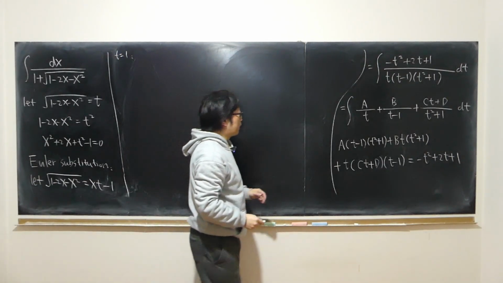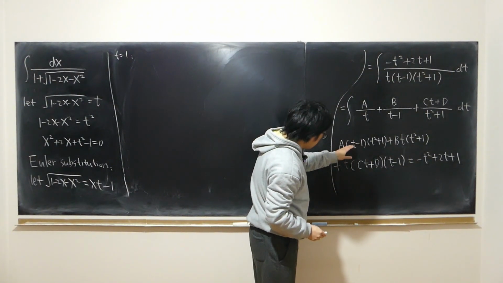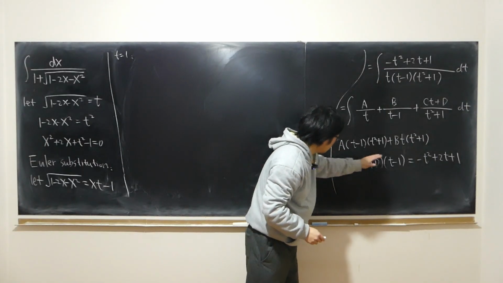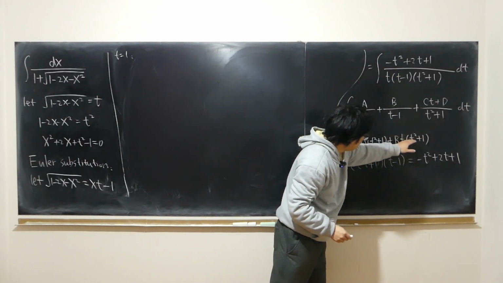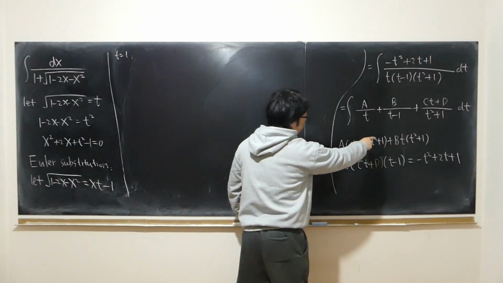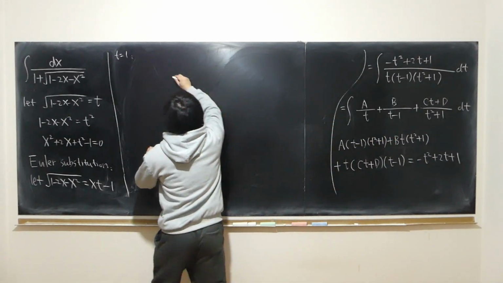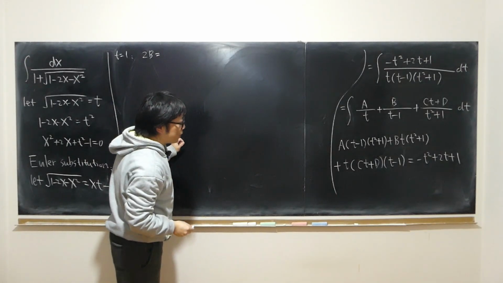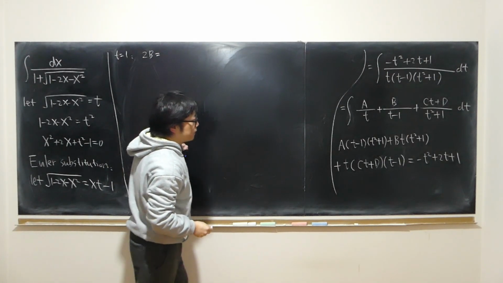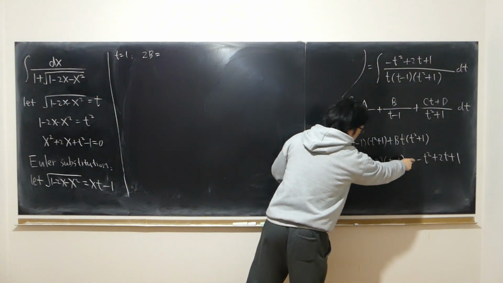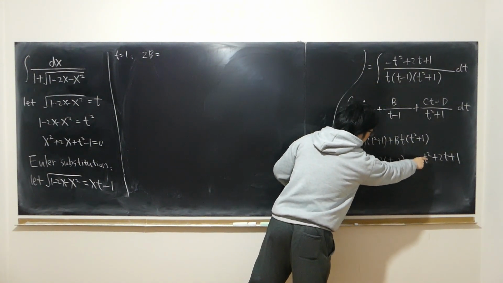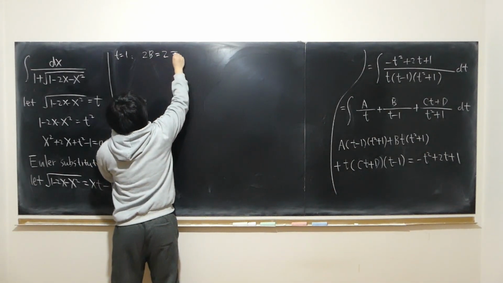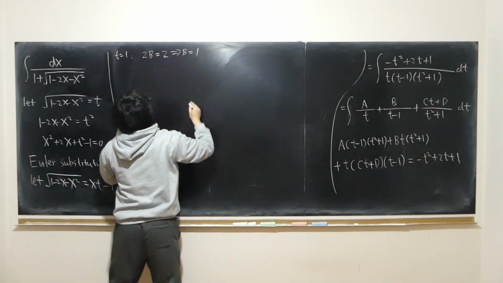And immediately this term becomes 0. Also, this term becomes 0. I'm only left with this term. So b times 1 times 2, 2b. This way might be quicker than comparing the coefficients. So negative 1 plus 2 equals 1, and 1 plus 1 equals 2. So b equals 1.